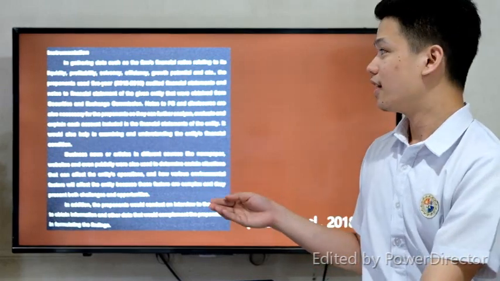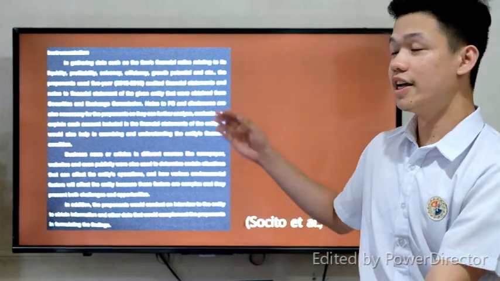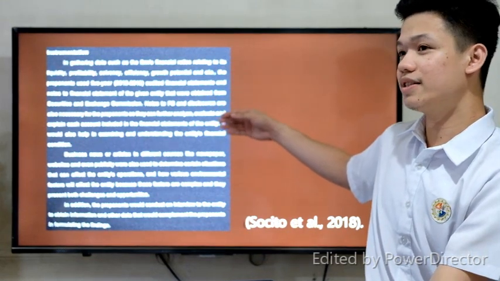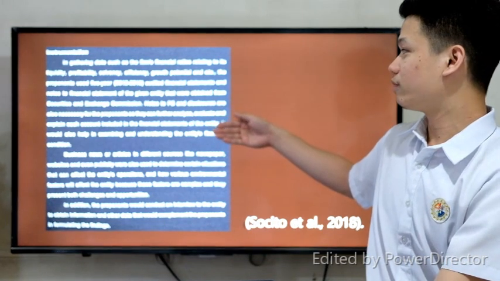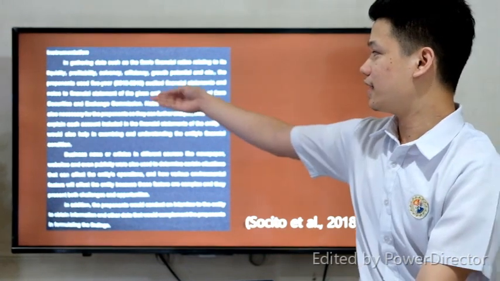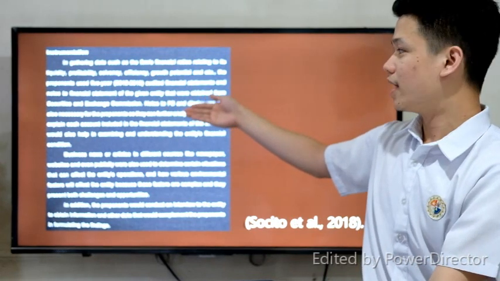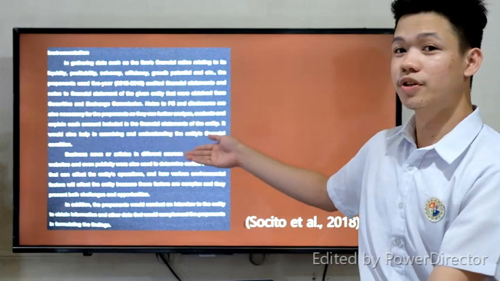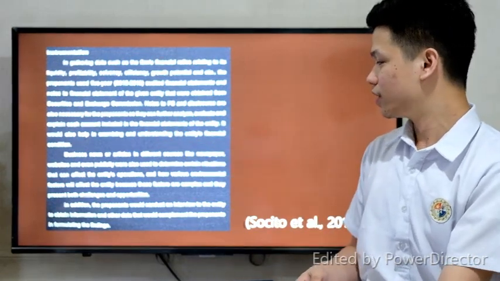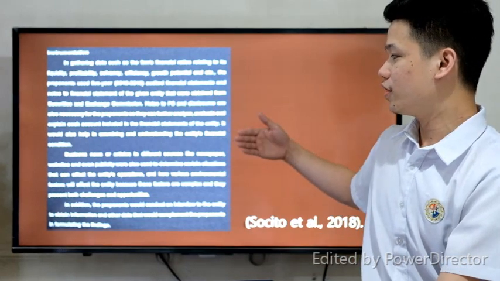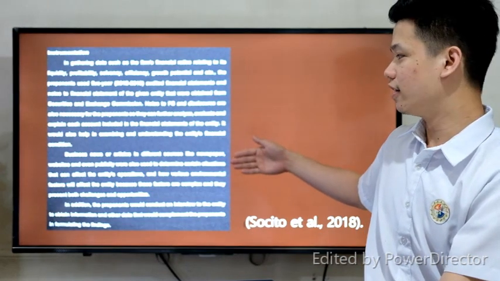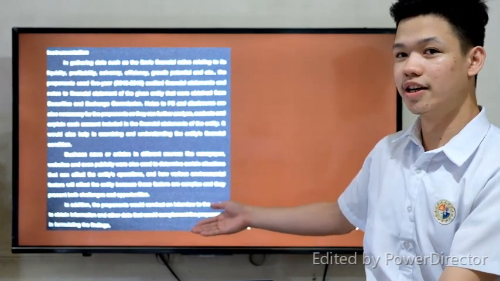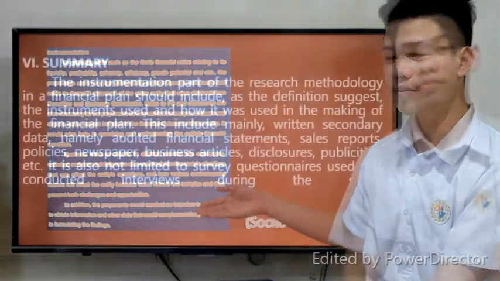So as we can see, they had a good statement in their instrumentation because it states the nature of the instrument, since that is said to be audited, and the source, which is from the Securities and Exchange Commission, and the purpose of getting that data. Further, they also include that they gathered business news articles and other data that helped them in the formulation of the plan.